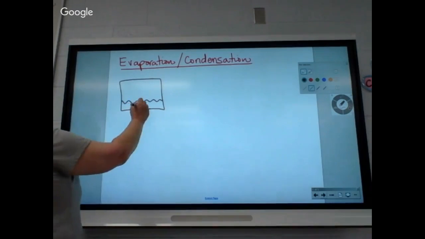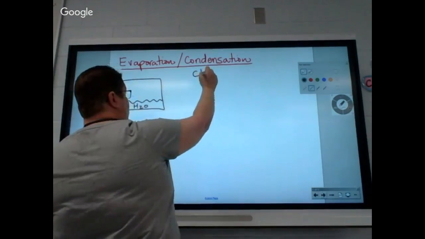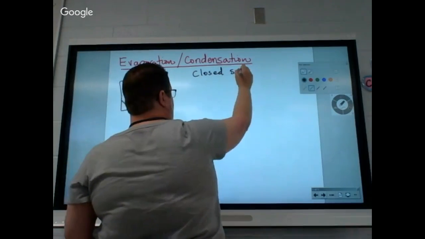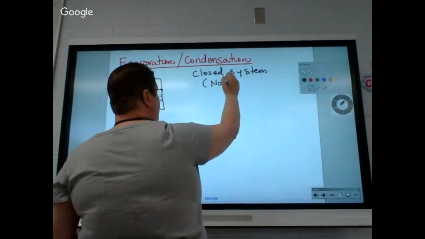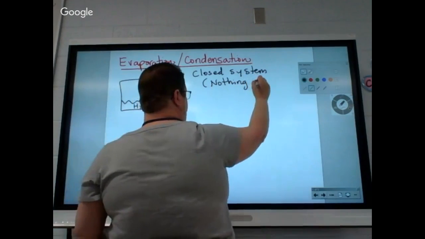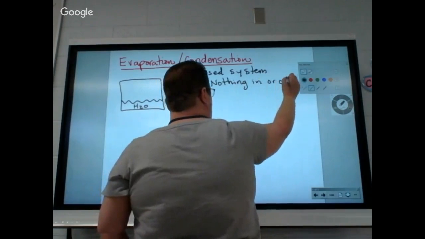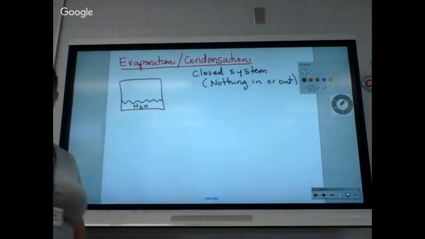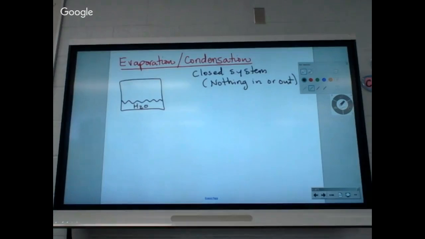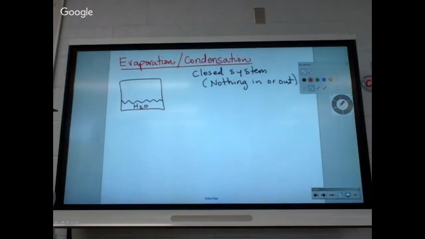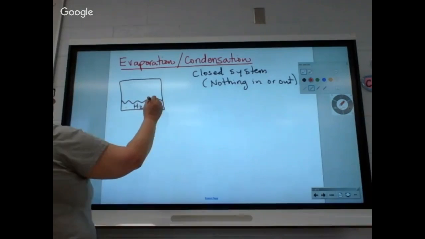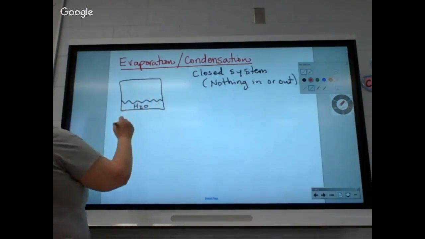Now, this is in a closed system, meaning nothing goes in or out. Okay? Nothing goes in, nothing comes out. So, we know that the water molecules in here are doing what? Moving. They're moving. Okay?